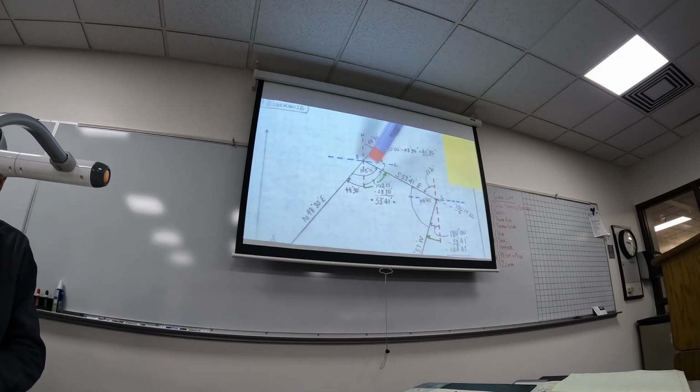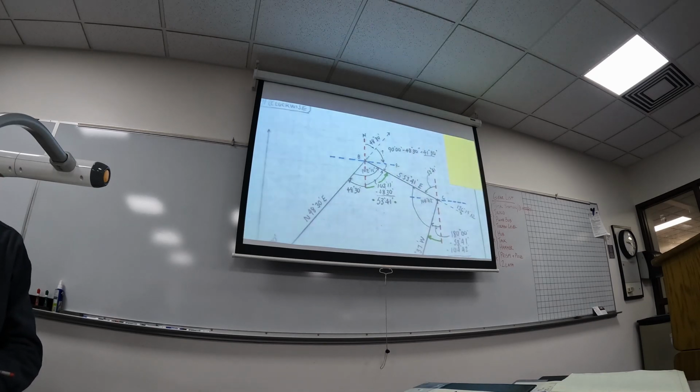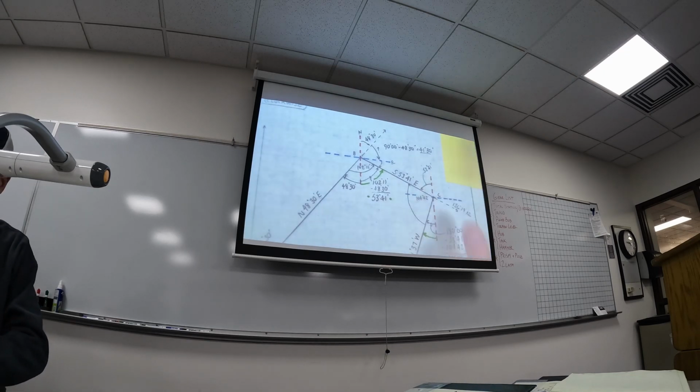Because what we're trying to do is find all 5 of the bearings around the shape. That's our first thing. So I'm just going to look at a couple of these now, because I want to show you a second method after this. This is considered dissecting.